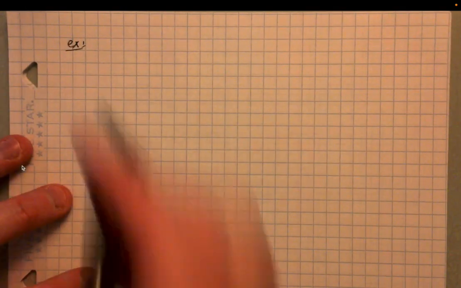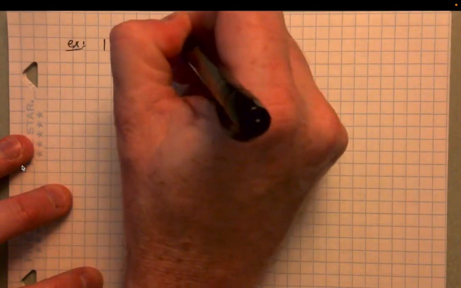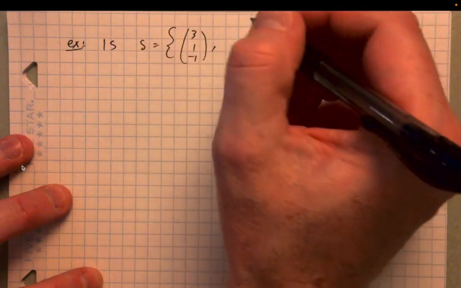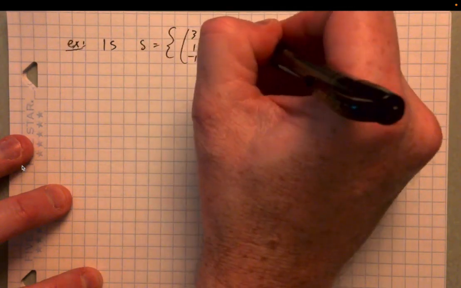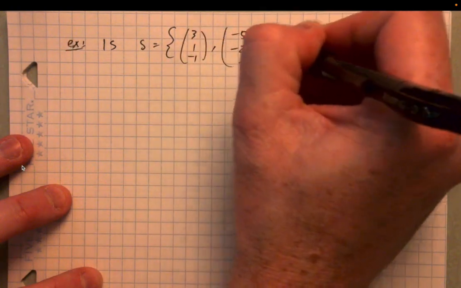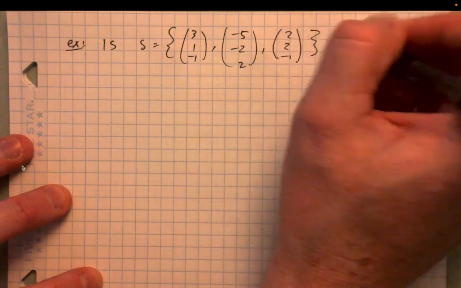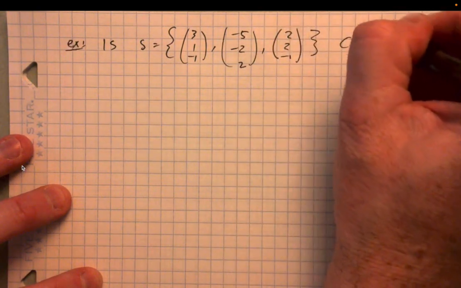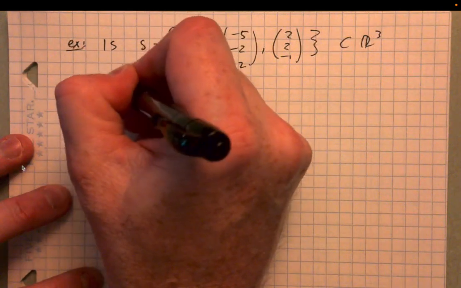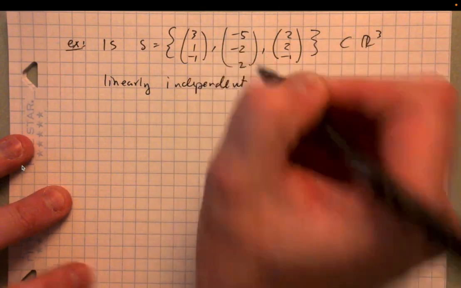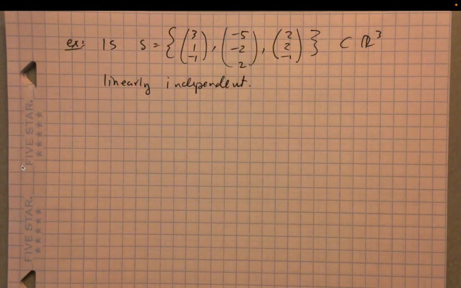So example, is S equal to {(3, 1, -1), (-5, 2, 2), (-5, -2, 2), and (2, 2, -1)} a subset of R3? Is S linearly independent? Again, these are not obvious vectors. The scalars for representing one by the other two are not clear, not obvious.